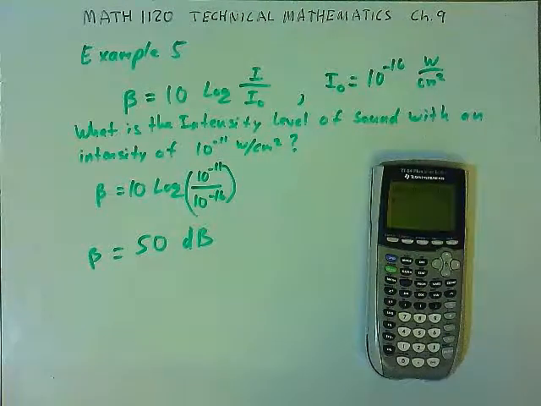Like a jet engine is like 120 decibels, right? So that's loud enough to hurt your ears, is usually considered 120. 50 decibels is relatively not very loud.